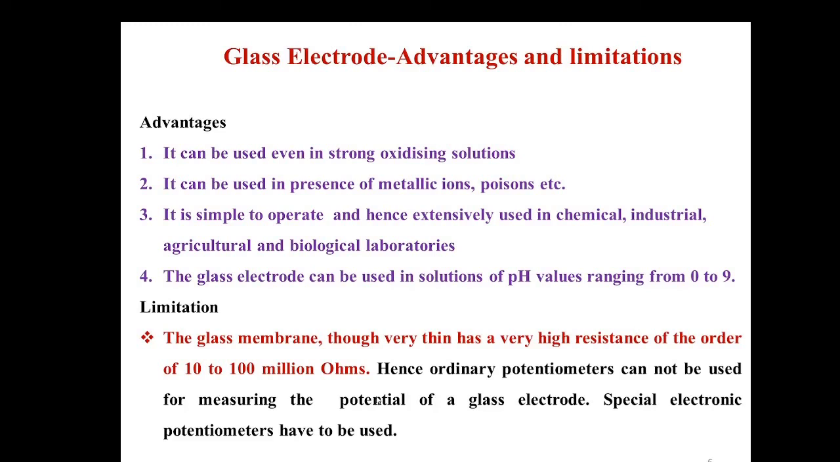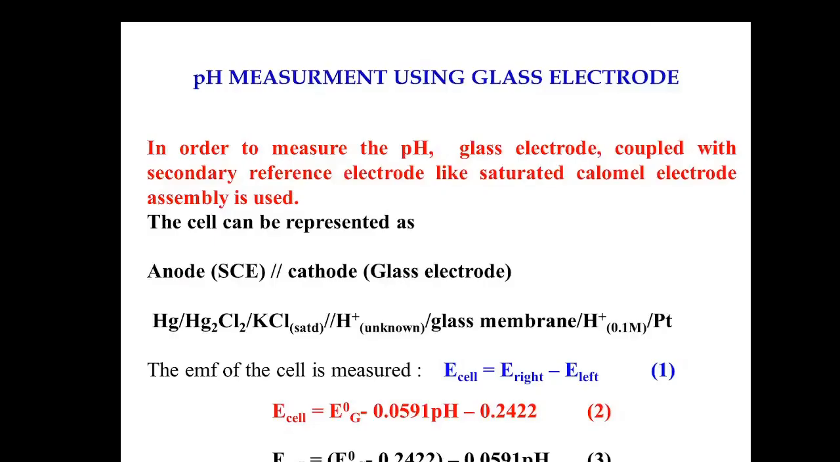It has a limitation also. The glass membrane, though very thin, has a very high resistance of the order of 10 to 100 million ohms. Hence, ordinary potentiometers cannot be used. Special electronic potentiometers have to be used for measuring the potential of a glass electrode.